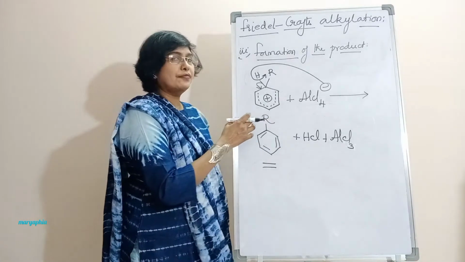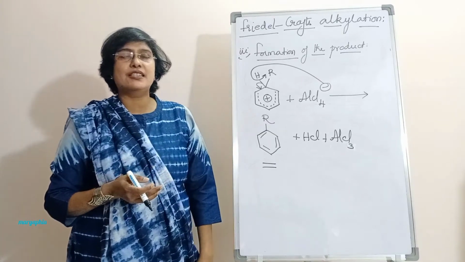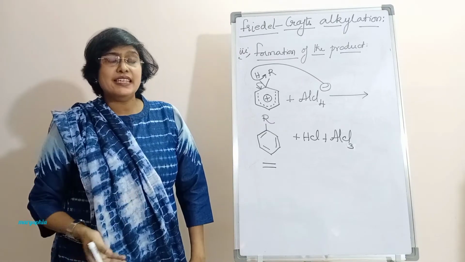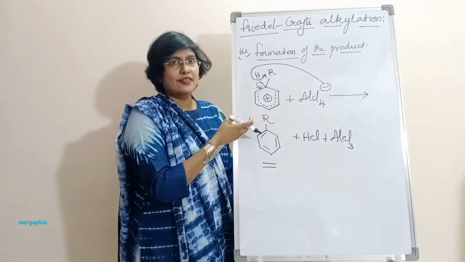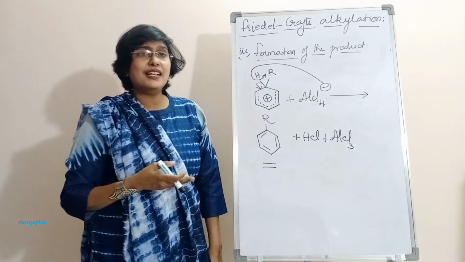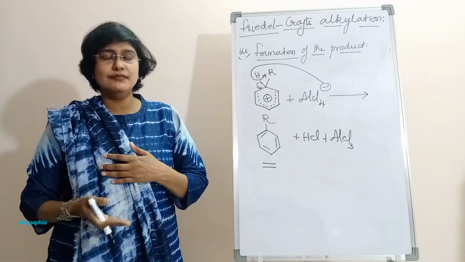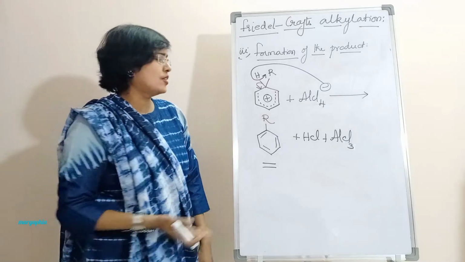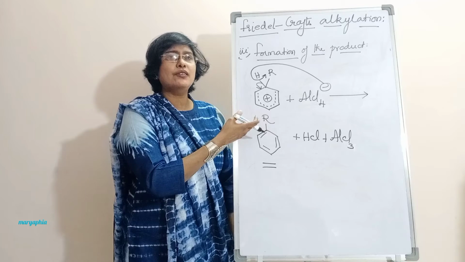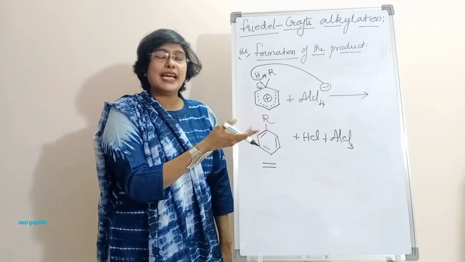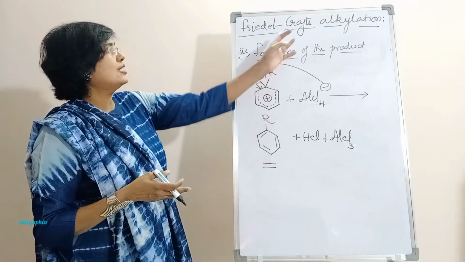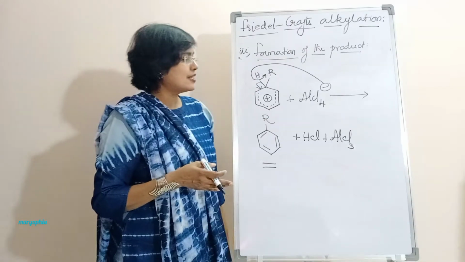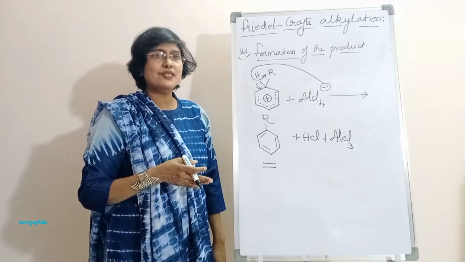Students, in this place of R, any alkyl group CH3, C2H5, C3H7, any group can be used here, right? R is the general representation of an alkyl or aryl group also. C6H5 also can be written in the place of R. Okay students, so this is all about Friedel-Crafts alkylation. Understood now?